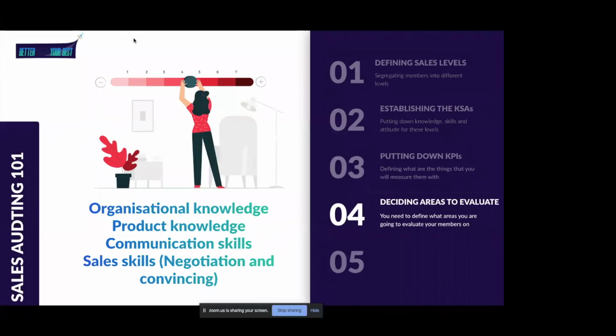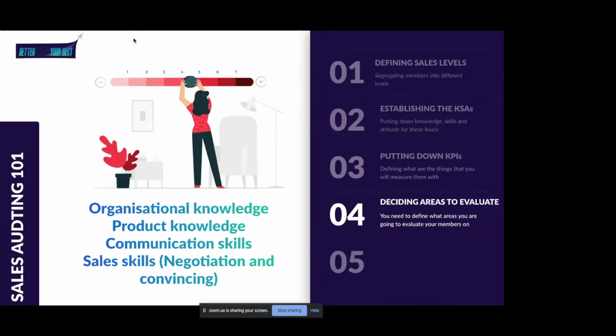And the third thing is communication: how exactly are they talking to you? How are they placing their thoughts? How are they trying to convince you, and all of that. And then the sales skills, which is basically negotiation and convincing. So when you define these areas to evaluate, you have to decide how much weightage you want to give to which area, because all of them cannot have the same weightage. You as an LCVP would of course want to focus on one thing more than the other. So you have to define how much weightage you want to give to each of these topics, and how you are going to take up the sales auditing.